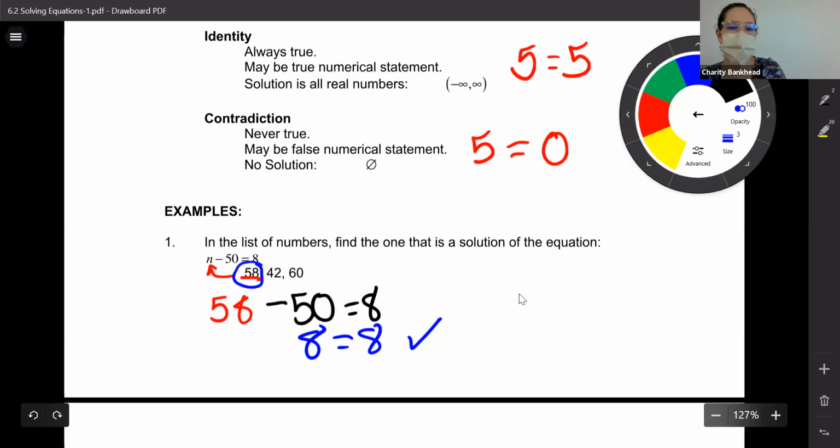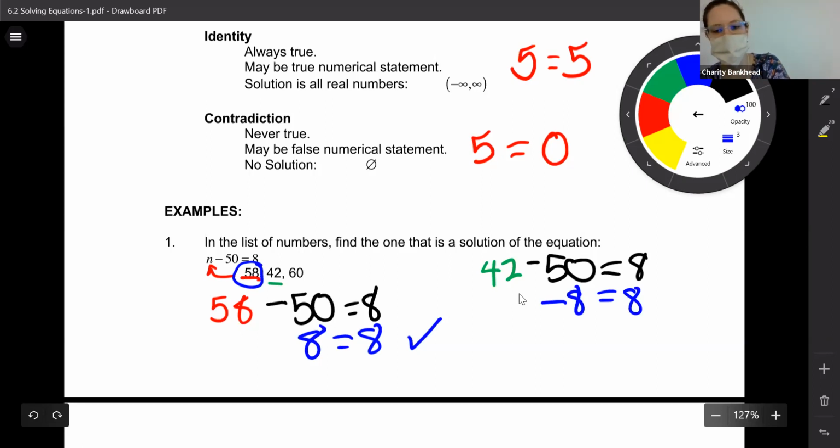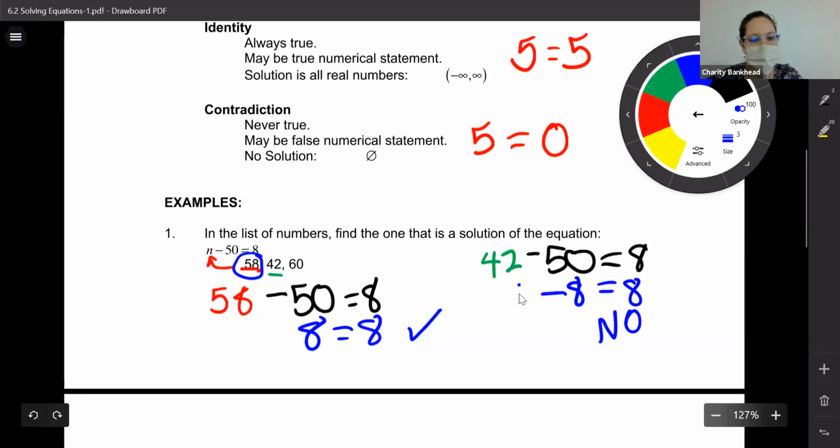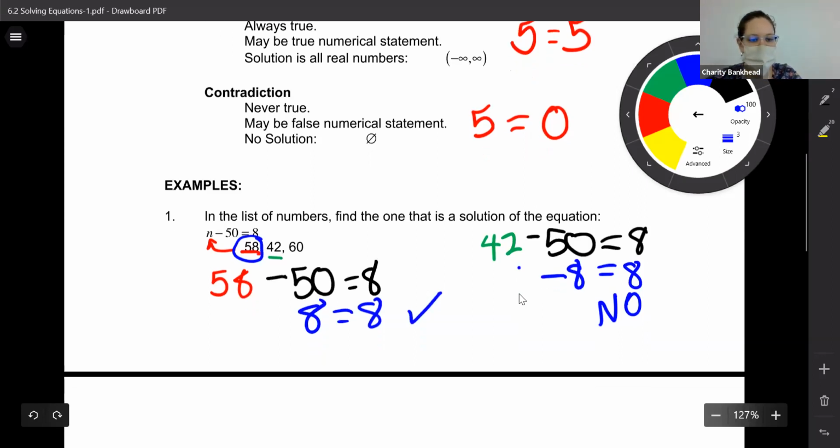If we plug in 42 for n, we'd say 42 minus 50 equals 8. Well, 42 minus 50 would actually be negative 8. So negative 8 equals 8 is false. That shows that 42 is not a solution. If we use 60, it would not be a solution either. So 58 is a solution to that equation, and 42 is not.